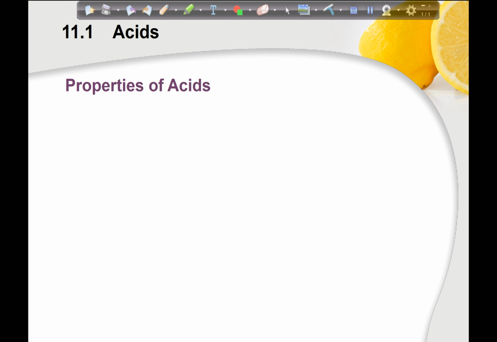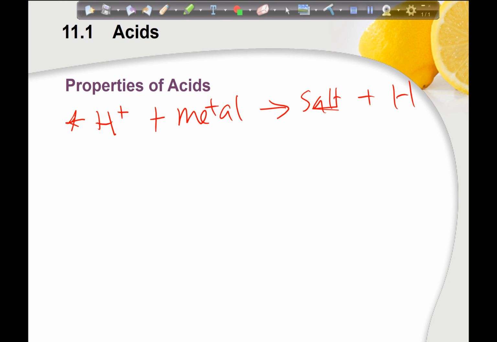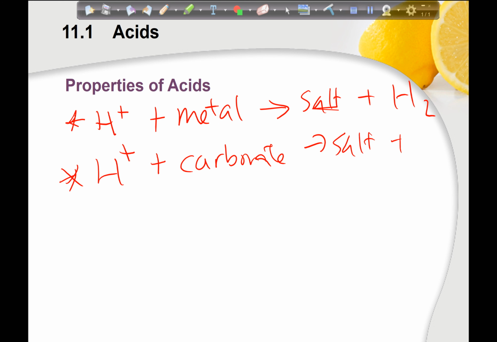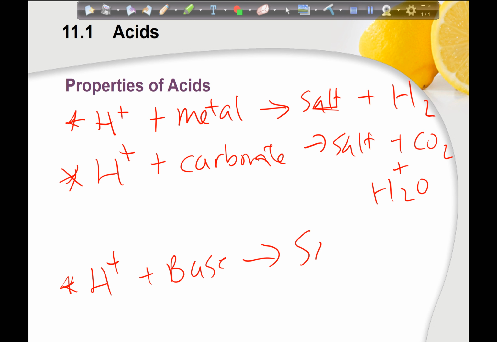So, what exactly are the three chemical reactions that we have learned so far? Number one, we learned that acid plus metal will give you your salt plus hydrogen gas. Number two, we have learned that acid plus carbonate will give you your salt plus carbon dioxide plus water. And last of all, we learned that acid plus base will give you your salt plus water.